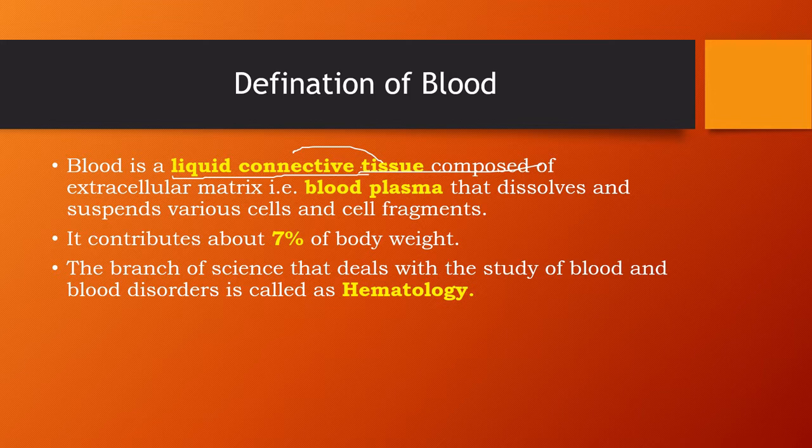Okay, composed of blood plasma and other particles, that is RBCs, WBCs, platelets. We'll see this in an upcoming slide. It contributes about 7% of body weight. As we know that 5 to 6 liters of blood is found in our body. So this is just the amount, and that's why it contributes about 7% of body weight.